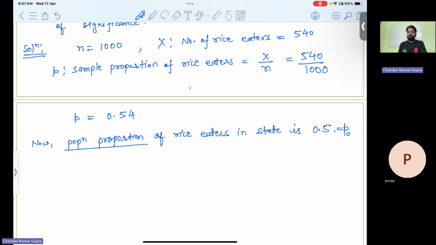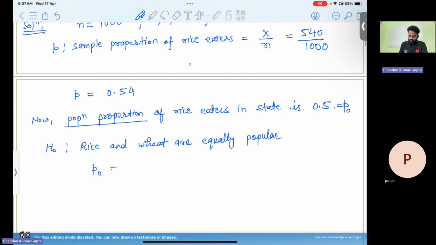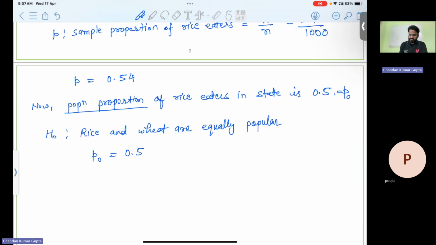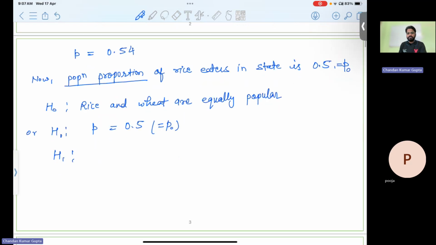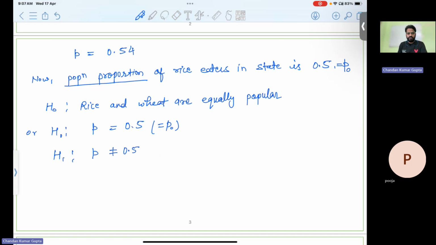Okay, now the hypotheses. The first step is to define the hypotheses. The null hypothesis: both rice and wheat are equally popular, or we can write it as p equal to p naught, that is p naught equal to 0.5, against the alternative hypothesis, which is that p is not equal to p naught.